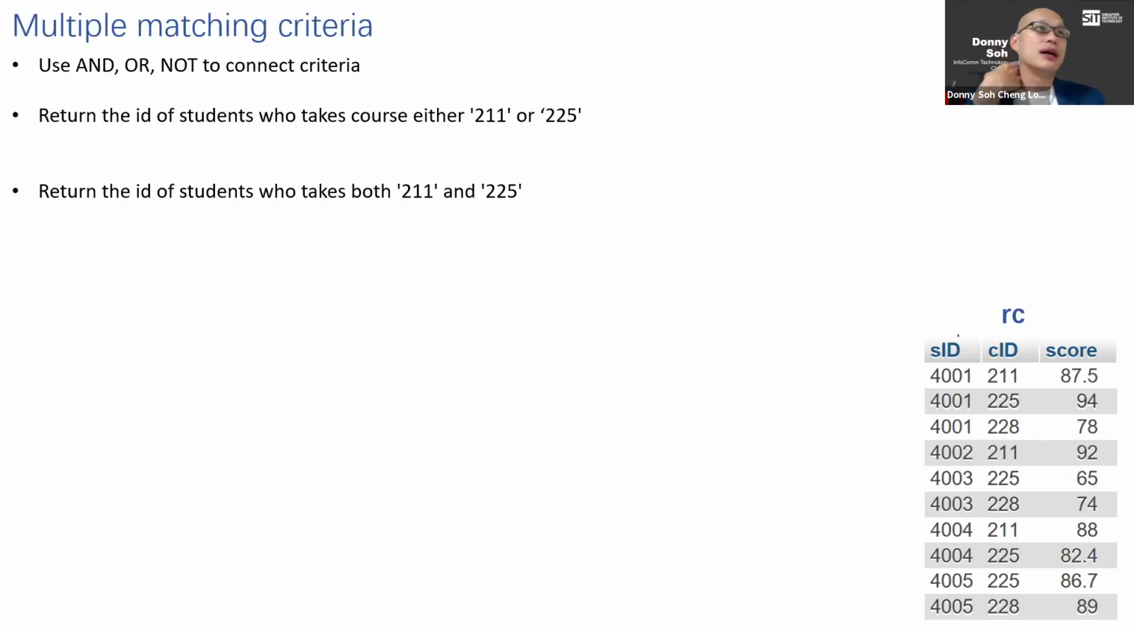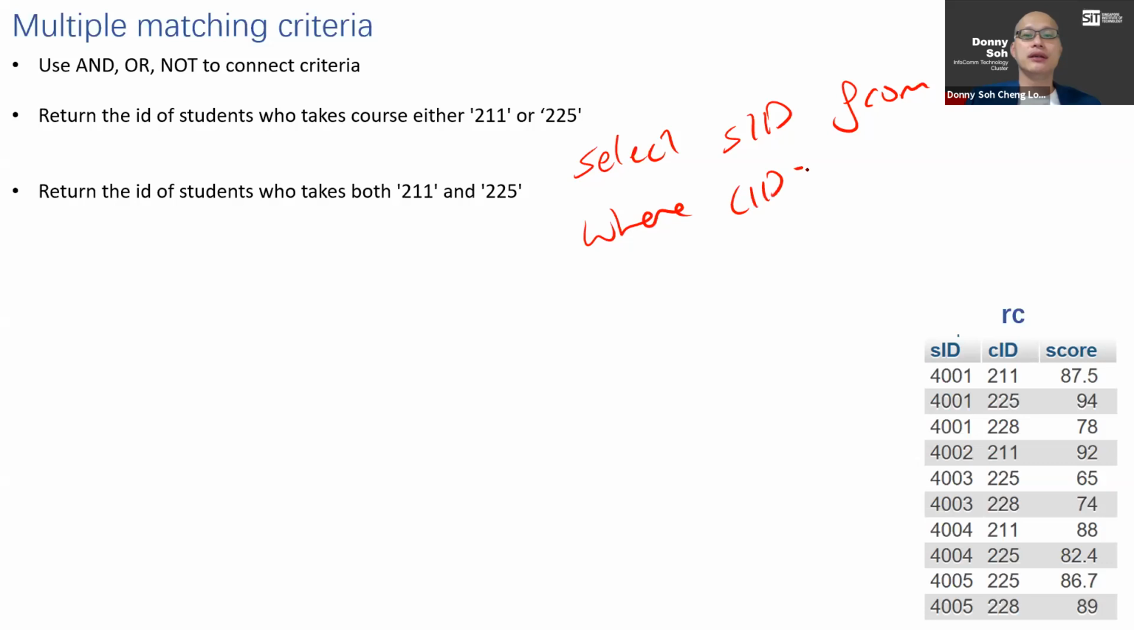So for example, if I want to return the ID of students that take either 211 or 225, then I can do a select: SELECT SID FROM RC WHERE CID equals 211 OR CID equals 225. So this will be the correct answer for this.